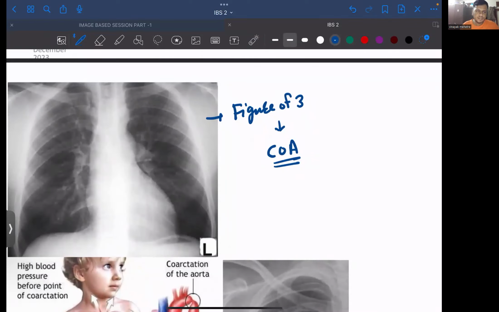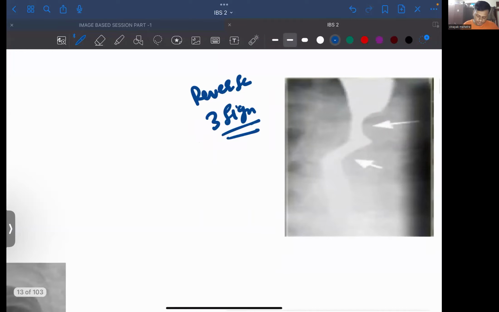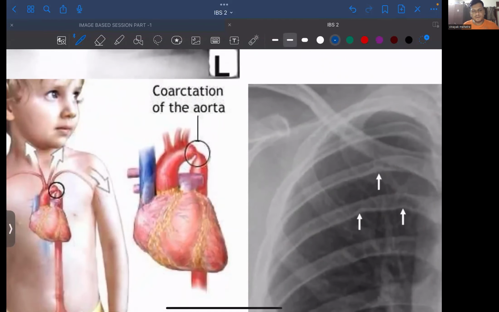Okay, but if we do a barium study, what are we going to see? It is called reverse 3 sign. Reverse 3 sign. Okay, what will we call this? Reverse 3 sign. What happens? Coarctation of aorta.